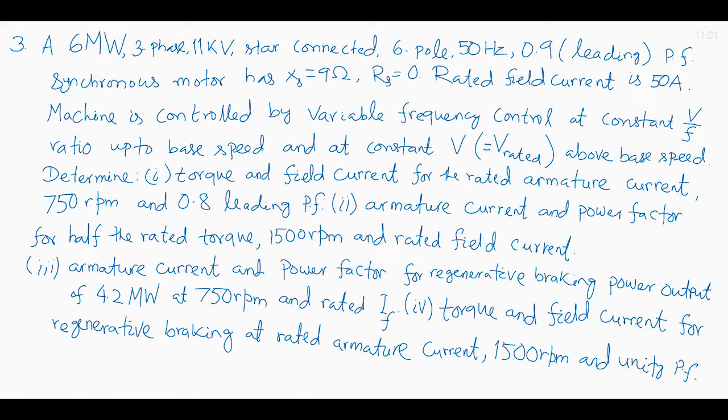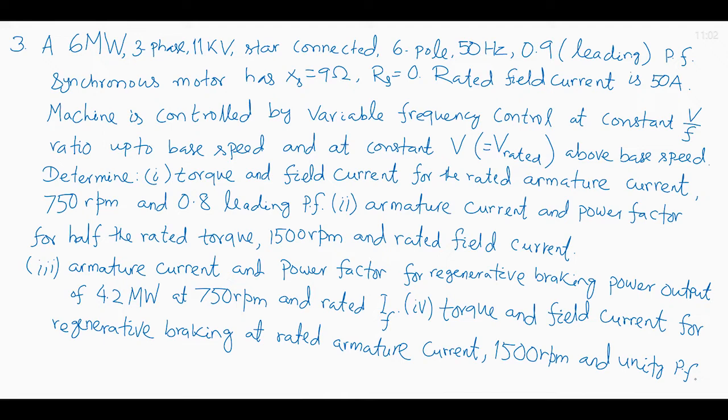So, the problem is like this: a 6 megawatt, 3 phase, 11 kV, star connected, 6 pole, 50 hertz, 0.9 leading power factor synchronous motor has synchronous reactance XS equals 9 ohm and RS equals 0 ohm. Rated field current is 50 ampere. The machine is controlled by variable frequency control at constant V by F ratio up to base speed, and at constant V, that is the rated voltage, above base speed. Determine, bit 1: torque and field current for the rated armature current, 750 rpm and 0.8 leading power factor.